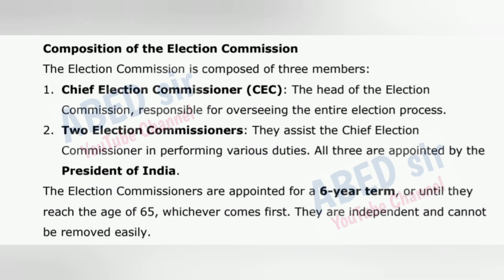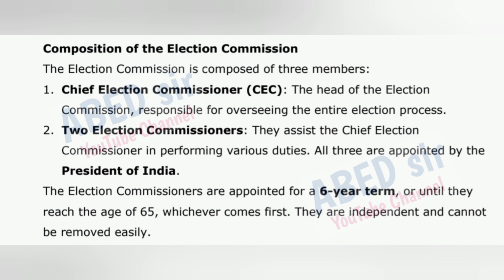Composition of the Election Commission. The Election Commission is composed of 3 members. 1. Chief Election Commissioner, CEC, the head of the Election Commission, responsible for overseeing the entire election process. 2. Two Election Commissioners, they assist the Chief Election Commissioner in performing various duties.